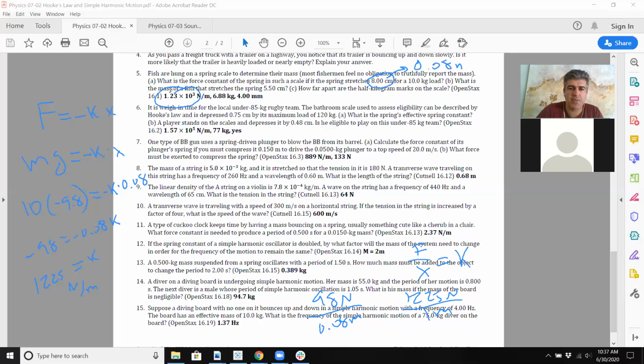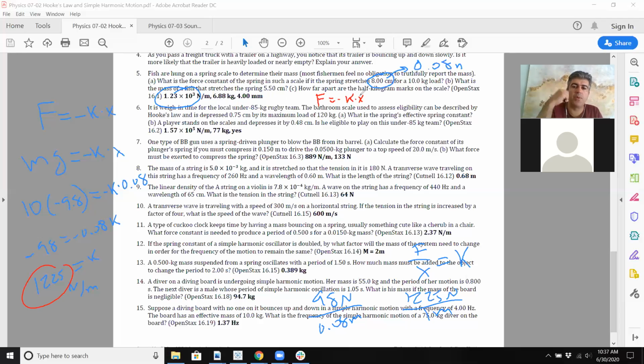Okay, so again, thank you, Justin, for that. So now we know what K is. We're going to use that. So Steve, I see you next. So for part B, now what mass of fish will cause a spring to stretch 5.5 centimeters? So again, we're going to use the same formula. F equals negative kx.